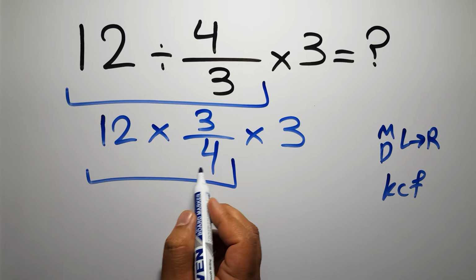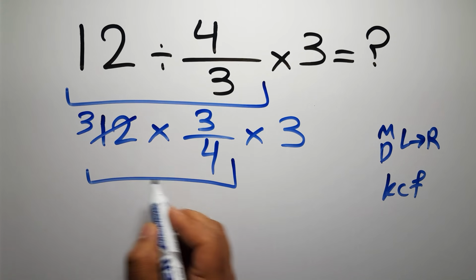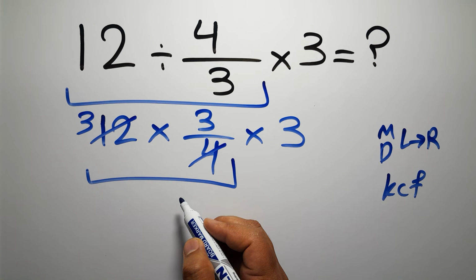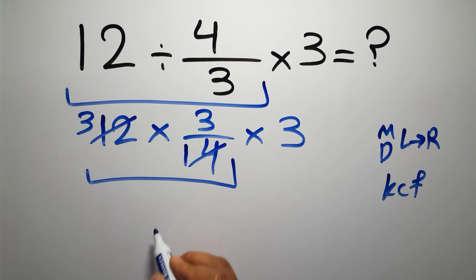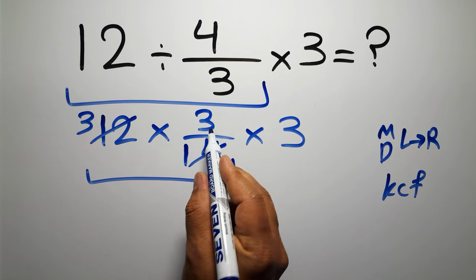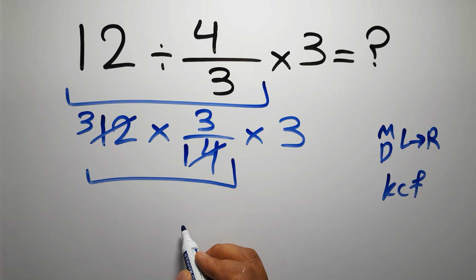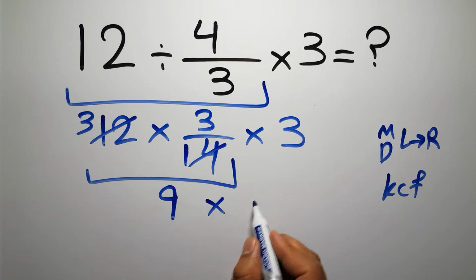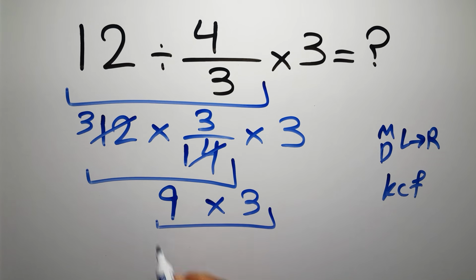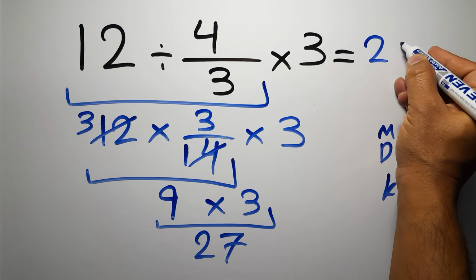12 divided by 4 gives us 3. And 4 divided by 4 equals 1. So 3 times 3 over 1, which gives us 9. And 9 times 3, which equals 27. And this is our final answer to this problem. The correct answer is 27.